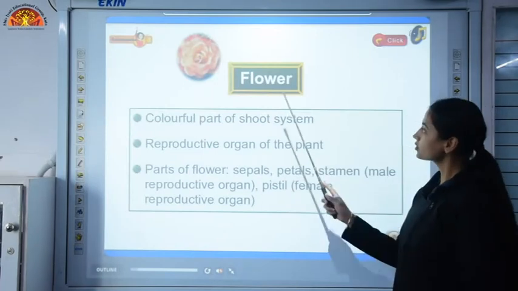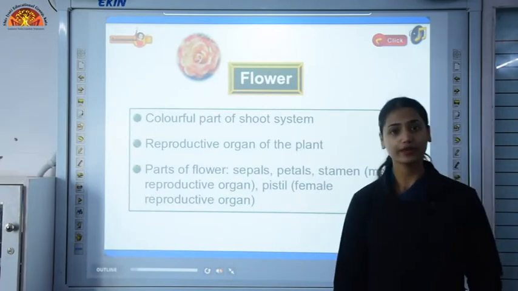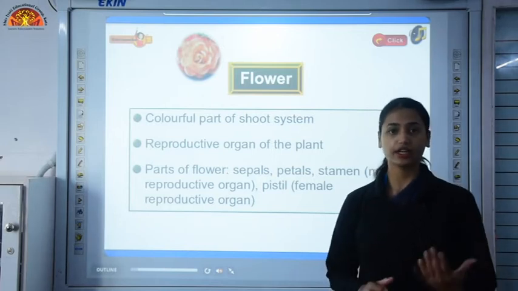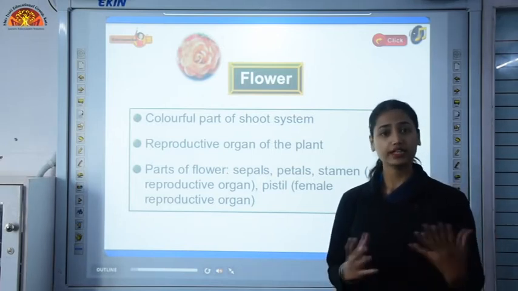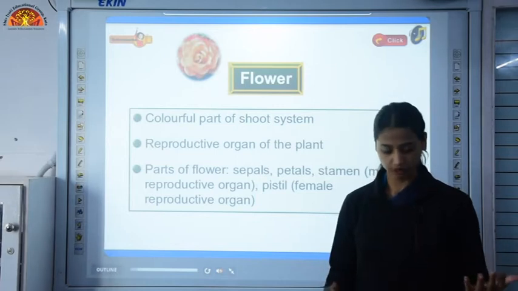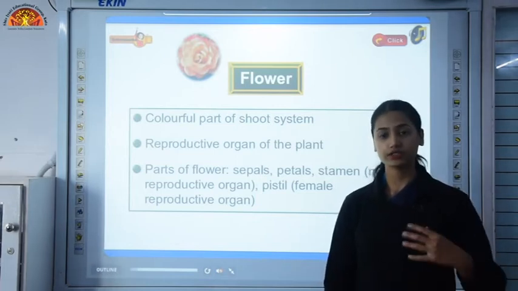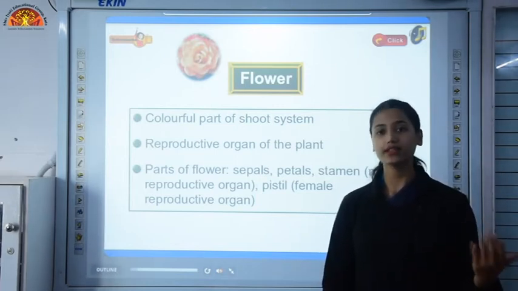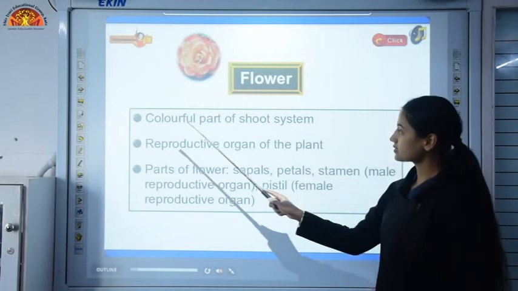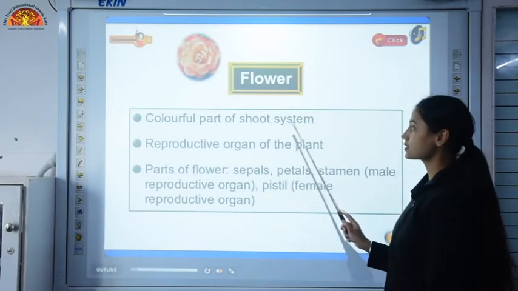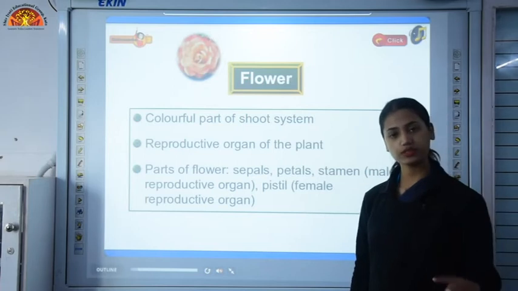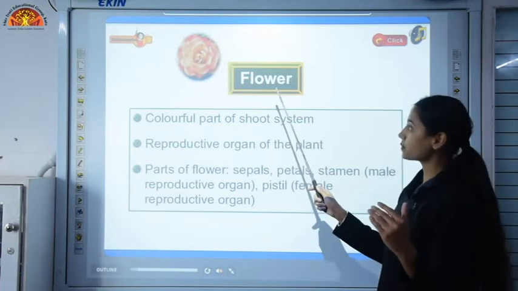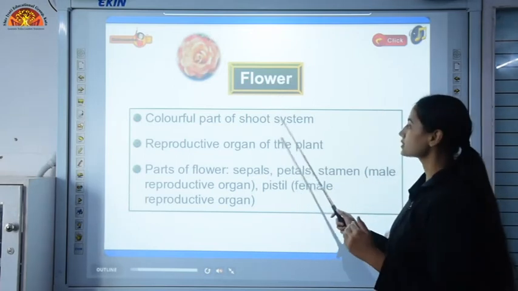Now, next is flower. Flowers are very attractive, they are very colorful, beautiful, they make our surroundings look beautiful. They have fragrance which attracts so many insects. So, flower, it is a colorful part of the shoot system. We studied two types of system, root and shoot. So, flower is a part of the shoot system.